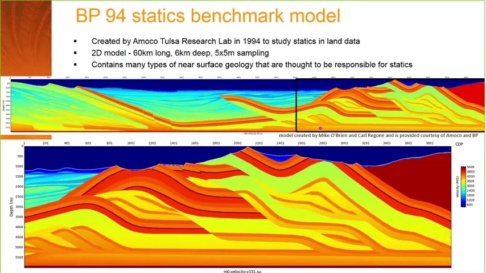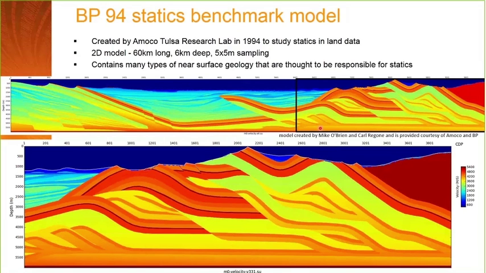So that was a simple example about anisotropy. But more often what our challenges are is rapid near-surface velocity variation. And so in order to evaluate this, we used the BP94 statics benchmark model. It was created by the Amoco Tulsa Research Lab in 1994 to study statics and land data. It's a 2D model, 60 kilometers long, 6K deep, with 5 by 5 meter sampling.